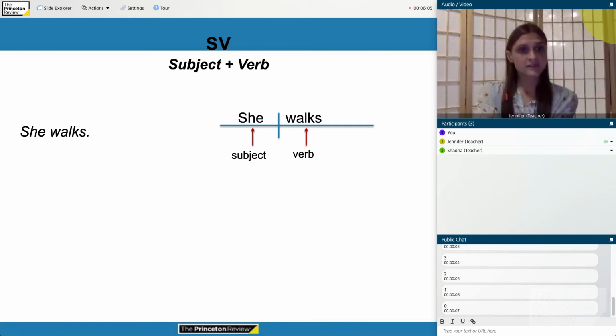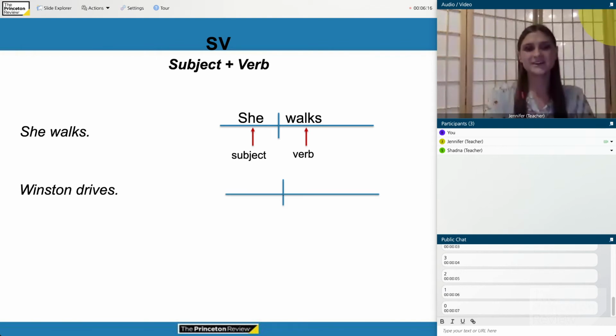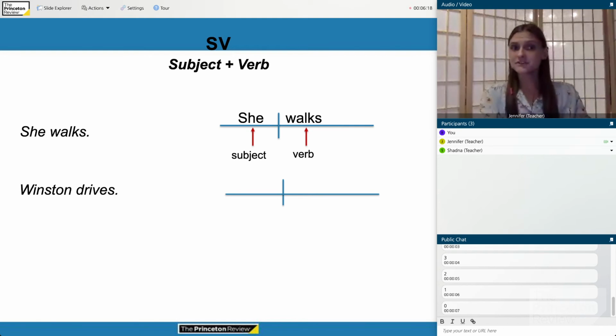But let's look at a couple more examples of subject-verb. So let's consider the next sentence. Winston drives. All right, 2 words again, very simple. We have our vertical and our horizontal lines here. What do you think is going to go on the left? We're going to put Winston, our subject, and then to the right, we'll put drives, the verb.